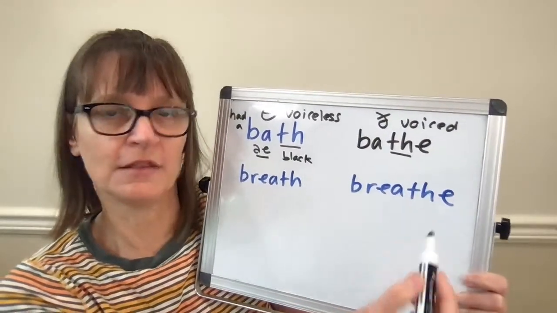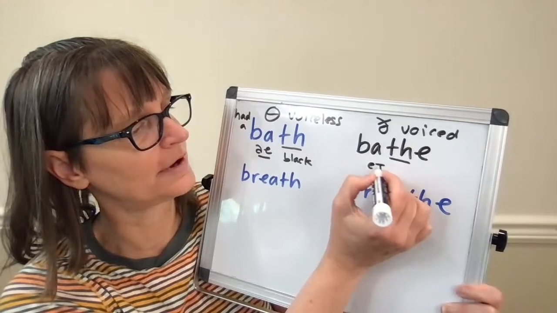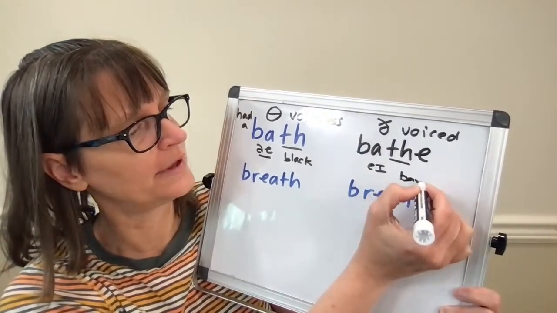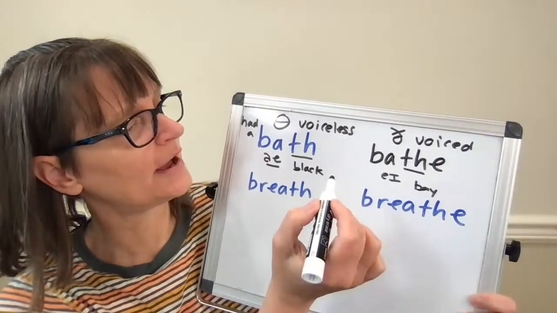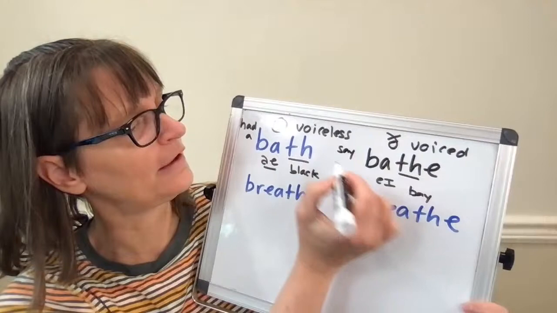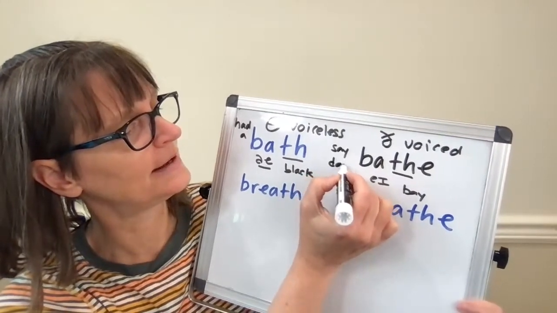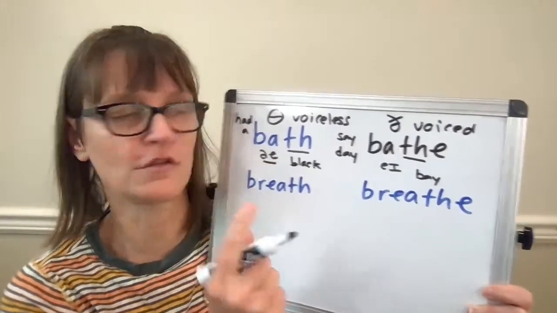In bathe, the letter A is the a diphthong. So it's more like the word bay or bade. So we could try to say, day, bathe. That can help you get that vowel sound. And then I have my th sound.